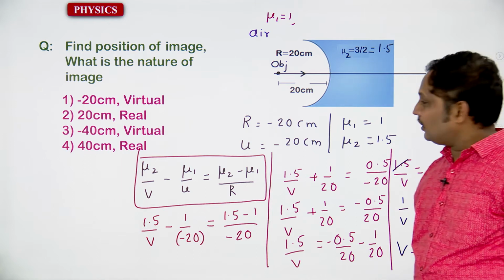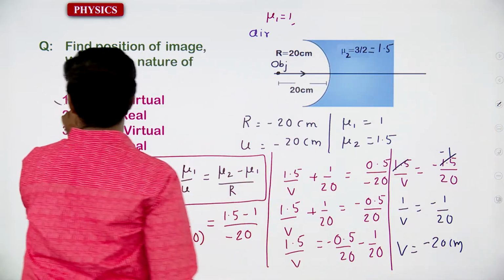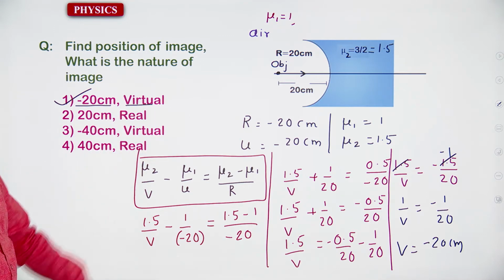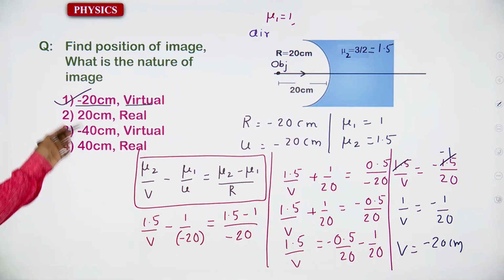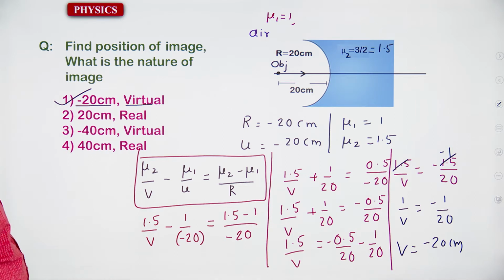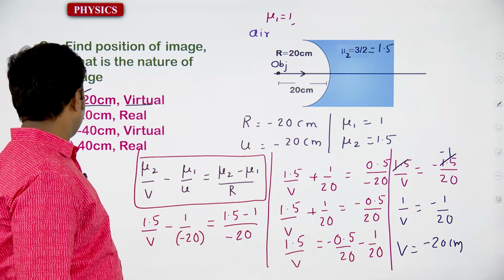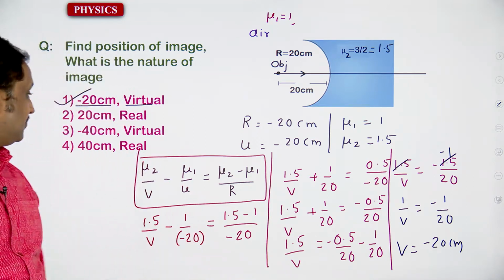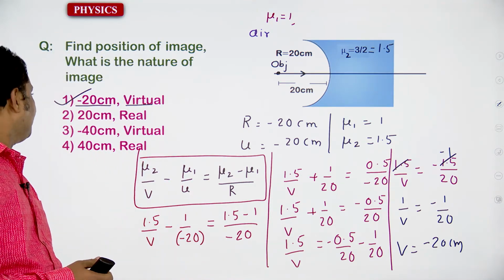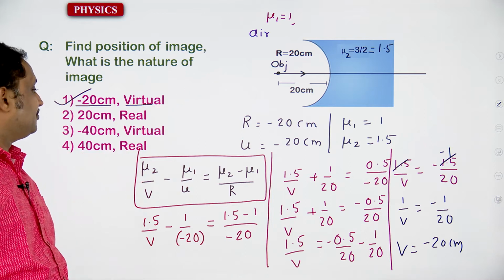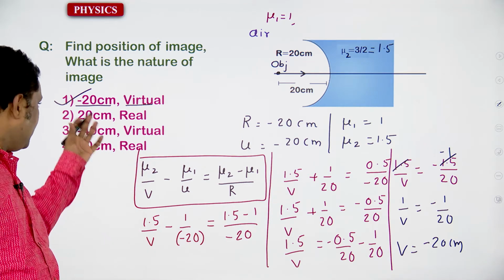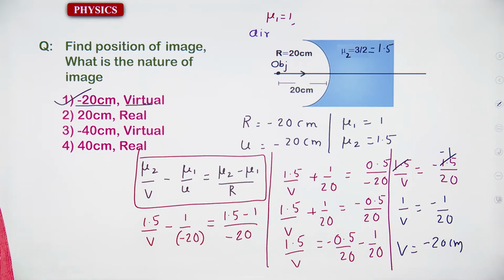So if you are going to confirm this is the correct one, you can decide that it's going to be virtual. You would like to confirm that it is going to be a virtual image which has been formed at minus 20 centimeter. So we have concluded that it's going to be virtual. Please have a look and note down.